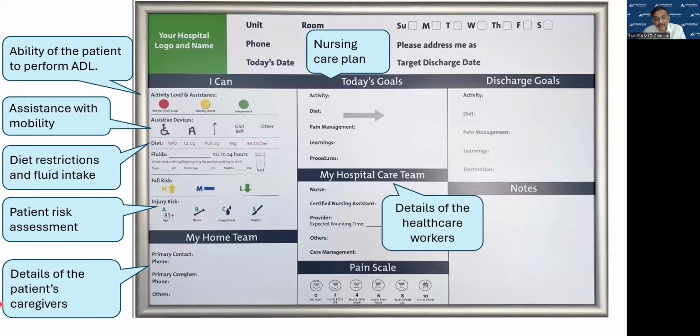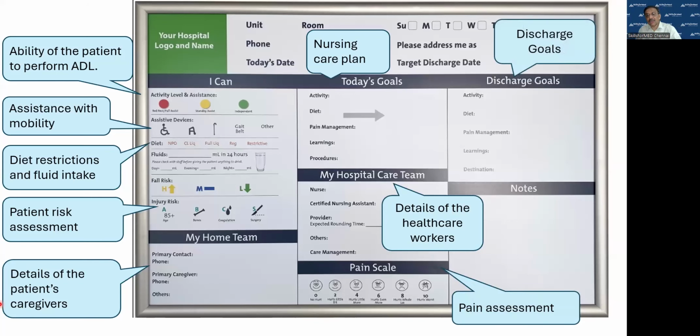Then you look at the details of healthcare workers and the pain assessment. Then the discharge goals. What activity do you want the patient to do before discharge? What is the diet they should be eating? How should the pain management be? What patient education are you going to give at the time of discharge? And where is the patient's home and how are they going to be transported?